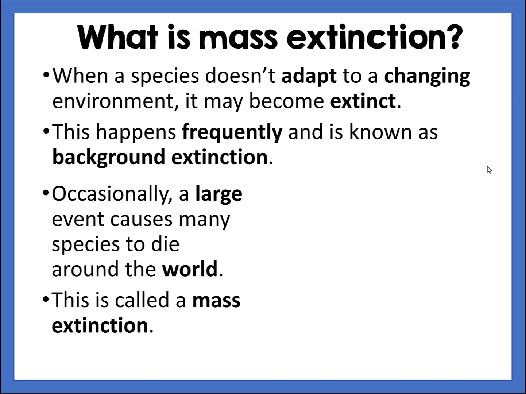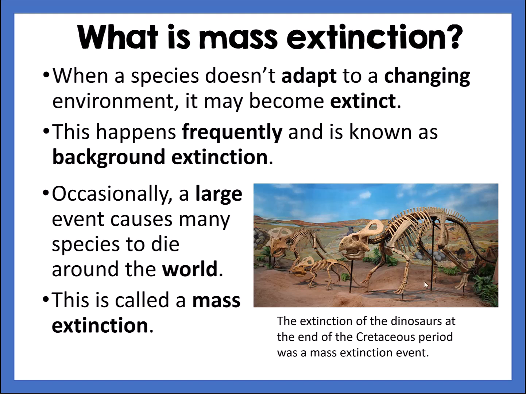Occasionally, however, a large event causes many species to die around the world, and that is called a mass extinction. And the one that you're the most familiar with, I'm sure, is dinosaurs. The extinction of the dinosaurs at the end of the Cretaceous period was a mass extinction event because many species died.